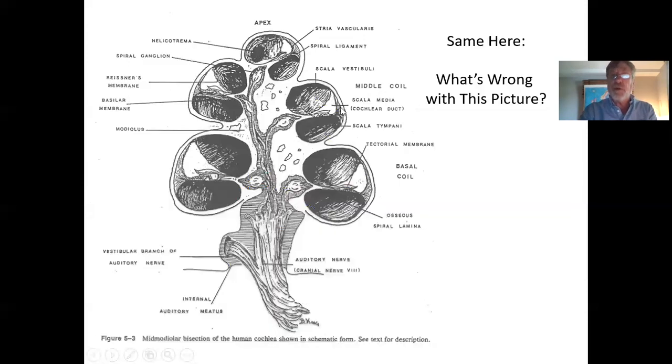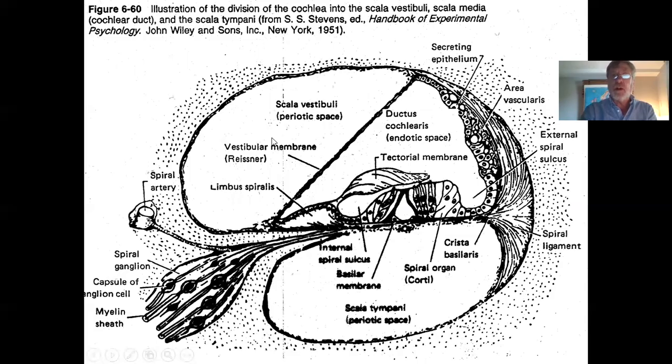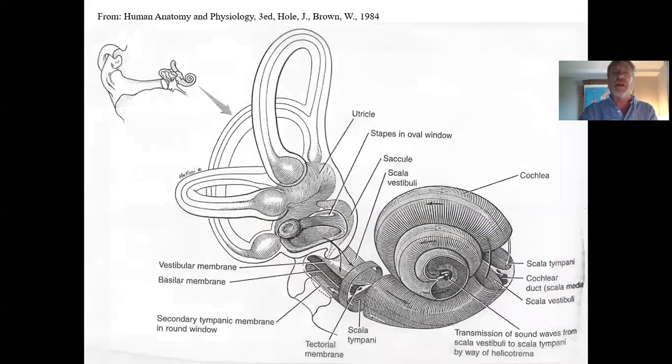So here's a close-up of one coil. A close-up, scala vestibuli, scala media, and scala tympani at the bottom. Reissner's membrane, basilar membrane held tight between the spiral ligament and the spiral lamina. And then you've got the spiral ganglia, the cell bodies of the eighth nerve fibers. And maybe we can show it to you here too, if I'm just remembering. Oh yeah, here.